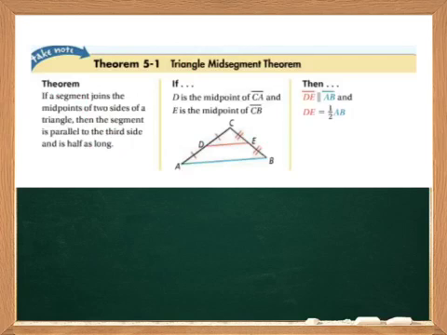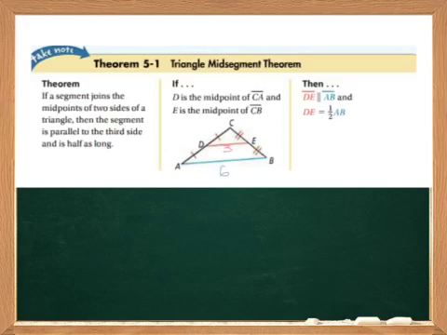We know that if we take the midpoint of side AC and the midpoint of side BC, so D and E, and join them, that creates a midsegment. When that midsegment is created, we know two things about it. That it's parallel to the third side, and that it's also half the length of the third side. So let's say that AB was 6 units long, that would make DE 3 units long.